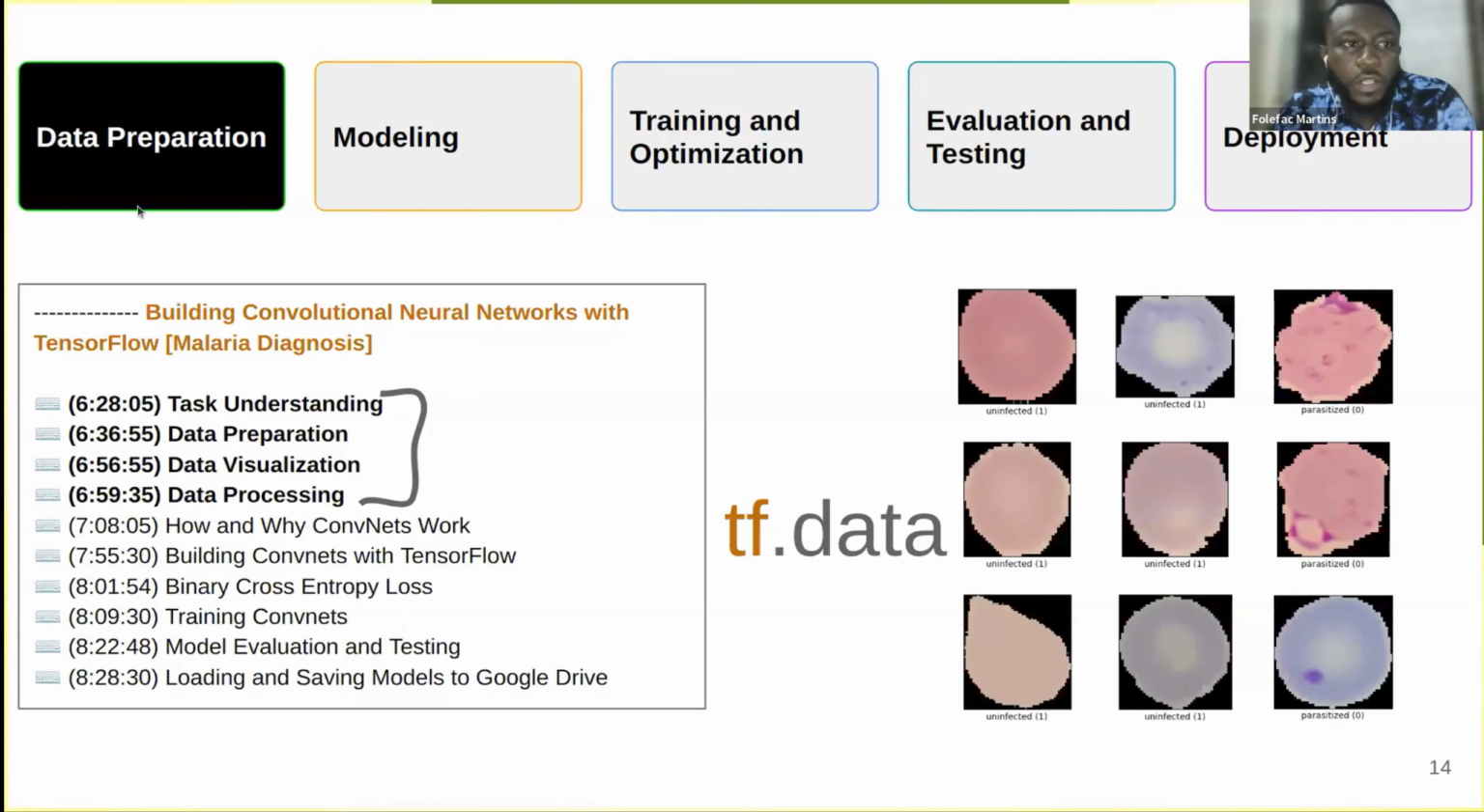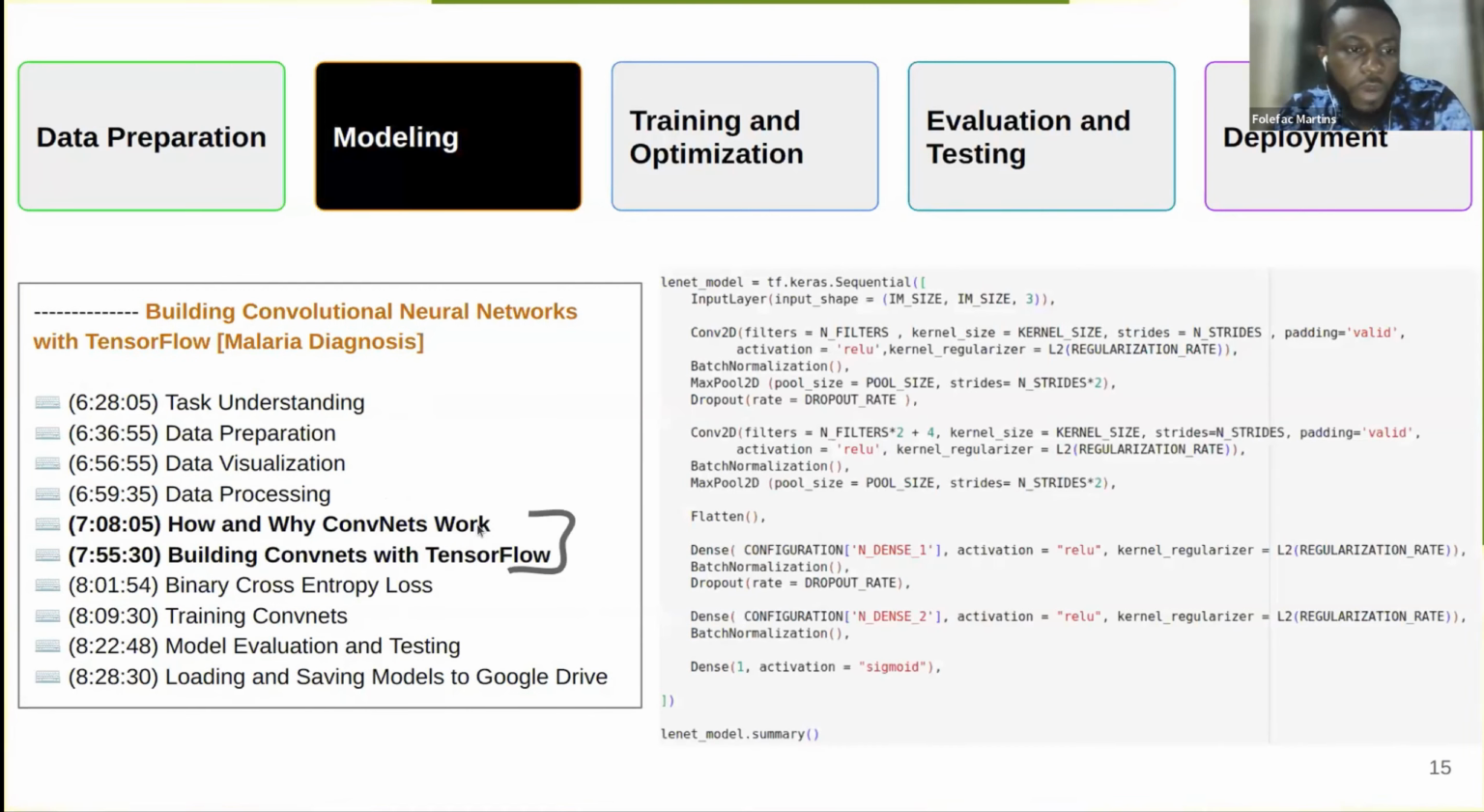So we have here the data preparation section, where we're going to first understand the task, prepare the data, visualize the data, and then process our data. We're going to make use of the very popular TensorFlow data API, which will help us, especially in data processing. Then from here, we will get into modeling. So we will understand how and why convnets work. Now, convnets here, for those who are new to the field of deep learning, stands for convolutional neural network.